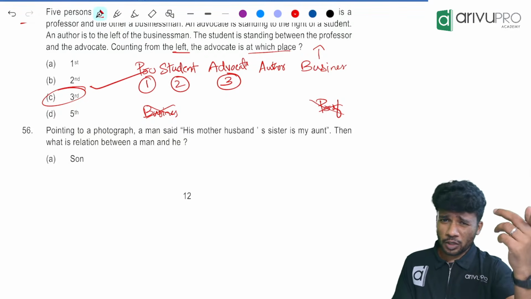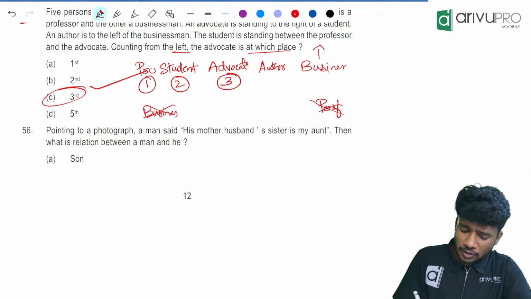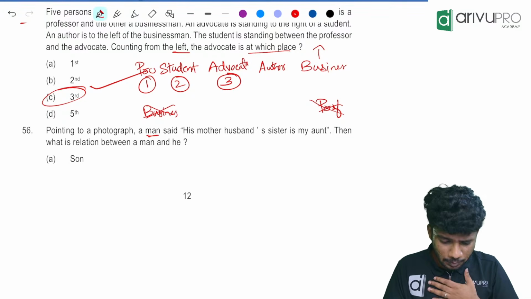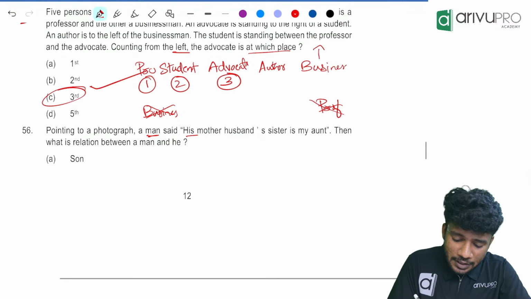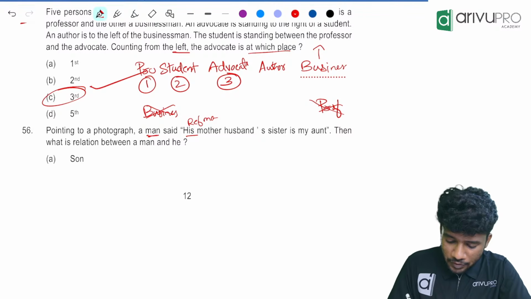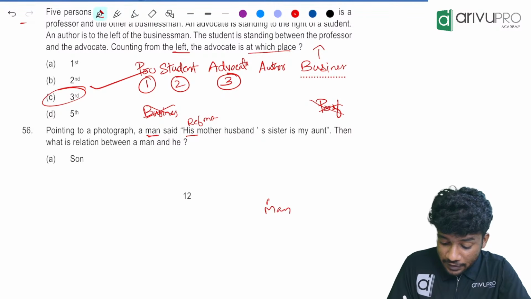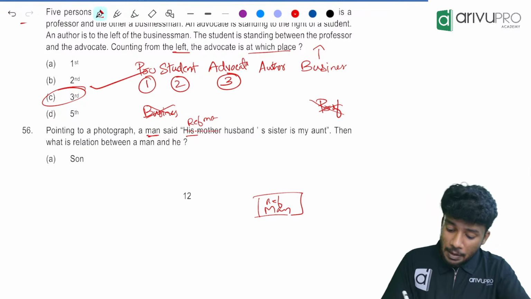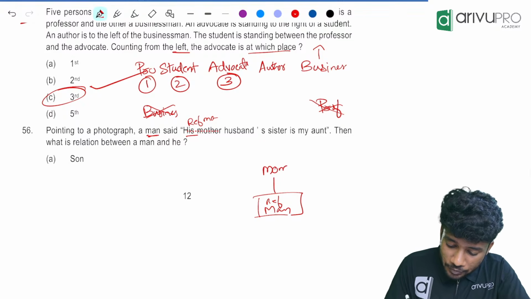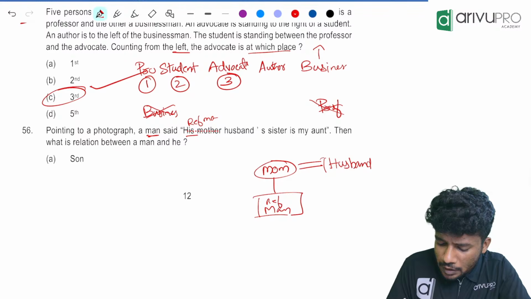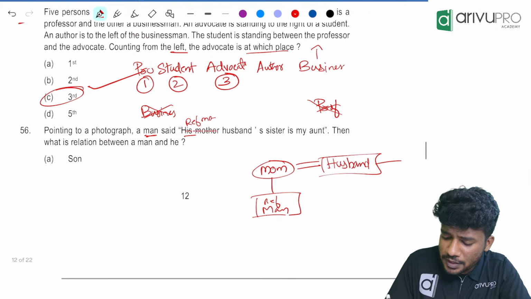We are going for blood relation now. Pointing to a photograph, a man said, so who is the speaker? A man is the speaker. His mother, that means our reference is also a reference man. His mother's husband. So our man is there. Reference man is a male, he is put in a box. Reference man's mom. Mother's husband. That means mother is married to what? Husband. Then husband's sister. That means this husband is having what?